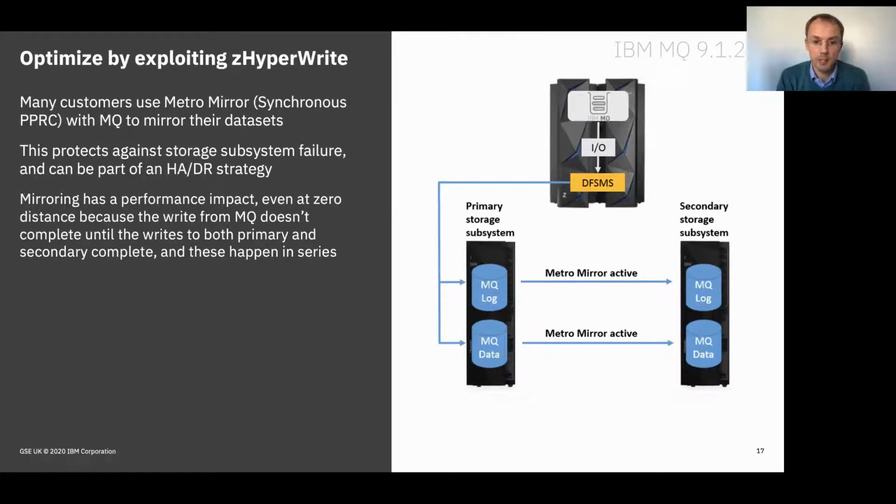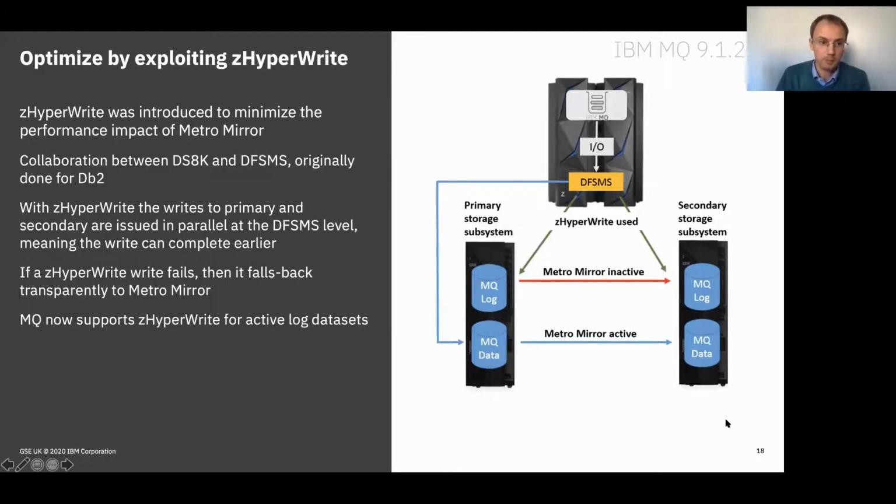This does mean that there is a performance impact of enabling Metro Mirror because you're writing data to one location and then sequentially writing it to a second location. So that can impact performance for busy systems. To improve that, HyperSwap allows the data to be written in parallel to both locations. So this mitigates the sequential performance impact that you would have of enabling Metro Mirror. MQ now supports this for its active log datasets, so you can configure it to improve performance of your queue manager recovery logs.